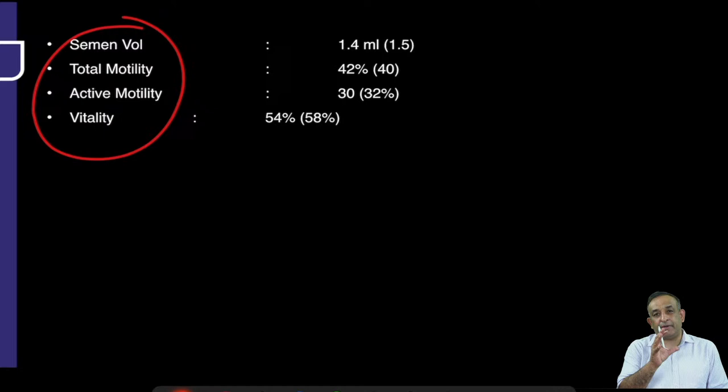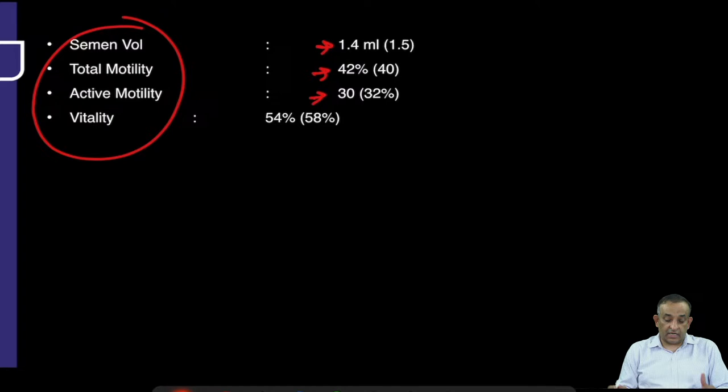Semen volume, which was 1.5, is now 1.4. The total motility, which was 40, is now 42%. Active motility, which was 32%, is now 30%. And the vitality, which was 58%, is now 54%, which means even if 54% of sperms are live, it is good enough. So just a minute change.